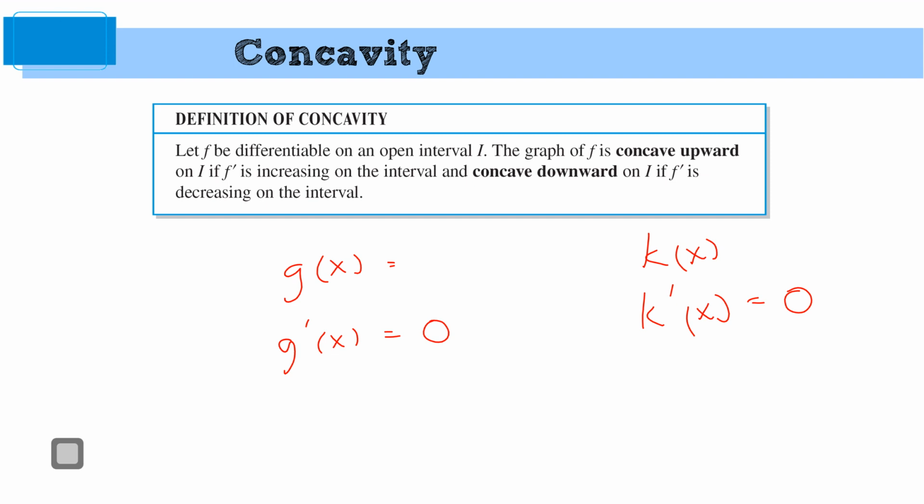Now, suppose instead of g of x or k of x, I have this function that just happens to be called f prime. How would I figure out where f prime is increasing?